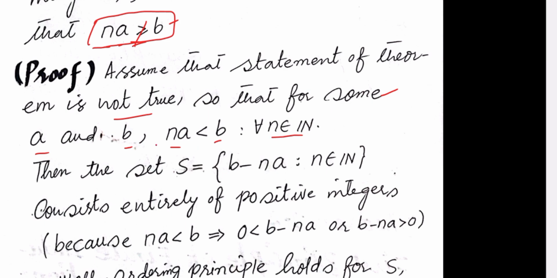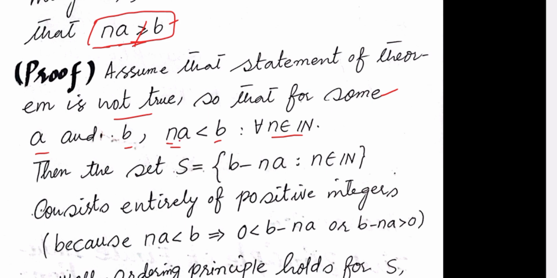Now, I want to use the well-ordering principle here. As I have discussed above, the well-ordering principle is valid for the set of positive integers. So, firstly, I construct a set which consists entirely of those integers which are positive. So how can we construct them?